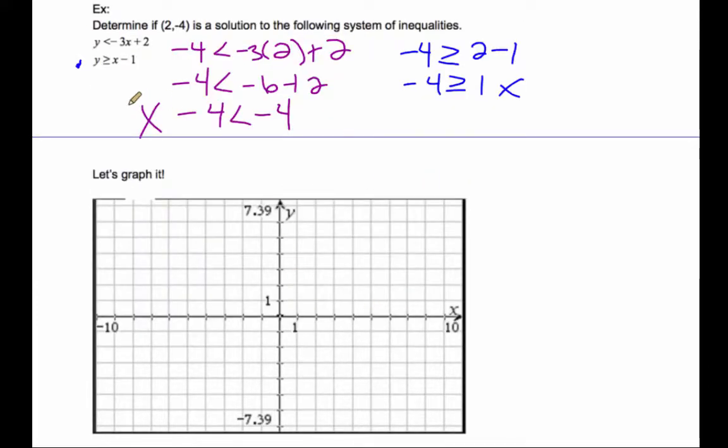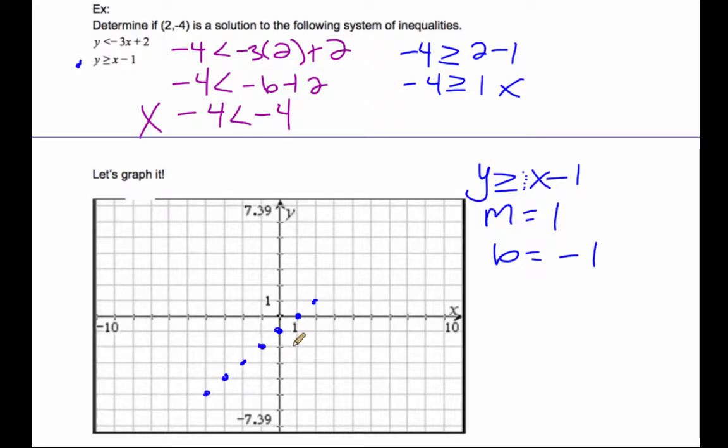So I'm going to start with the blue one. So y is greater than or equal to x minus 1. I'm going to rewrite it over here. y is greater than or equal to x minus 1. So my m is 1 because there's a 1 in front of that. And my b is -1. So I'm going to start at -1 and I'm going to go up 1 over 1. Should be a positive slope. Or I can go down 1 over 1 this way.